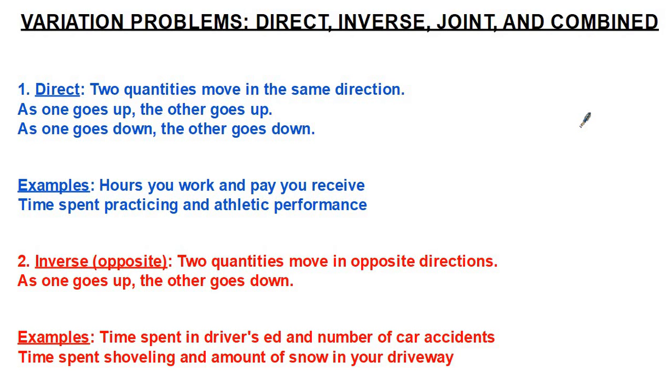Direct variation means that you have two numbers that do the same things. If one of them goes up, the other one goes up too. If one of them goes down, the other one goes down too. So I'll give you a couple simple examples of things that are directly related.